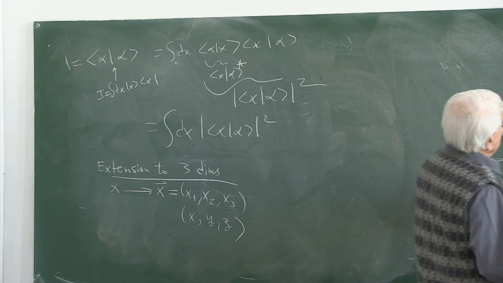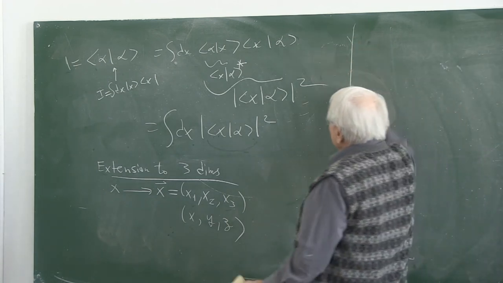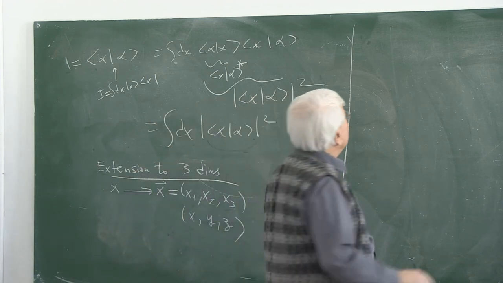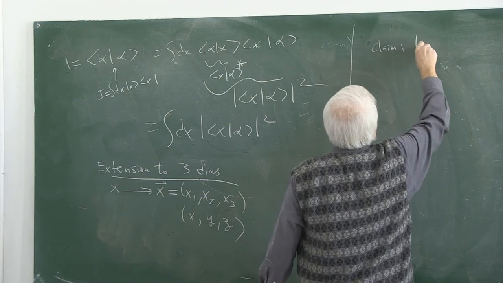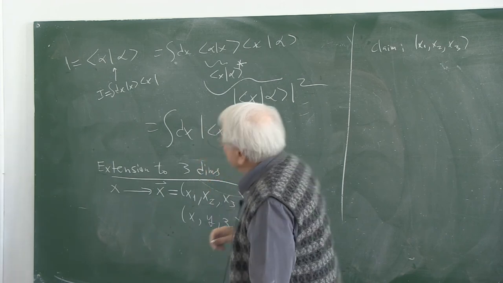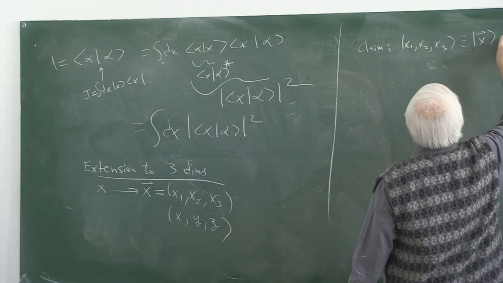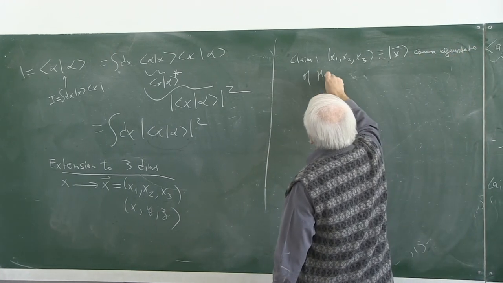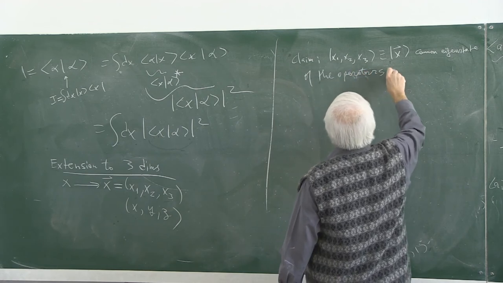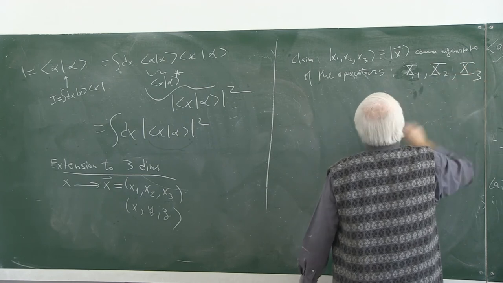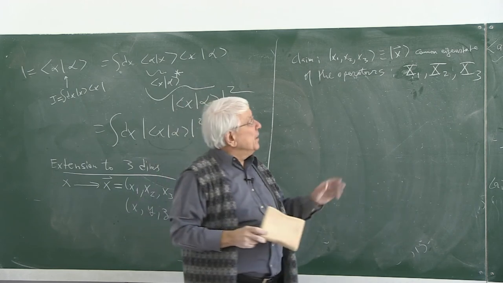So we, first of all, do the following. We claim x1, x2, x3 are a common eigenstate, which we will denote as x, a common eigenstate of the operators x1, now remember I promised to use the capitals for the operators. So there are these X1 operator, X2 operator, X3 operator, and they have common eigenstates.